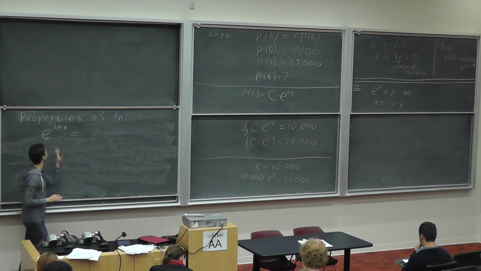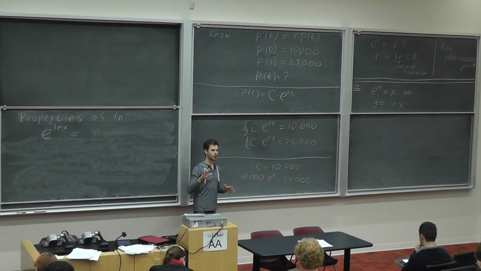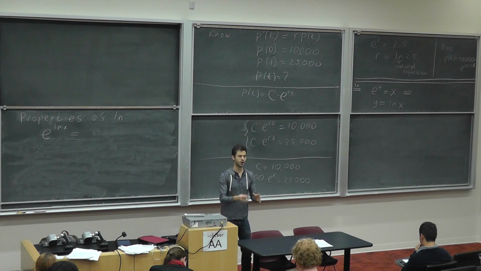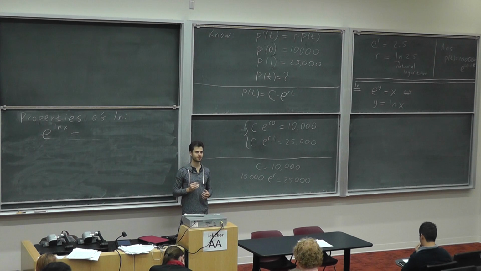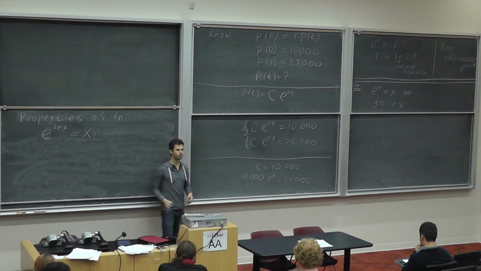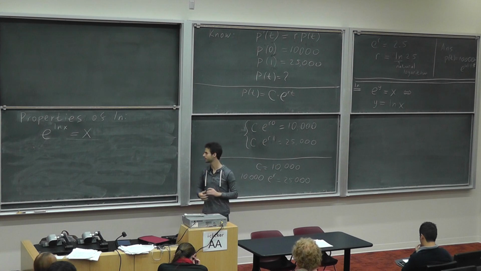It's kind of a logical tautology. It's almost obvious. So the logarithm of x is the power to which you should raise the number e to get x. What happens if you raise e to this power? You get x, yes. So that's the first property, which is basically the same as the definition of the logarithm.